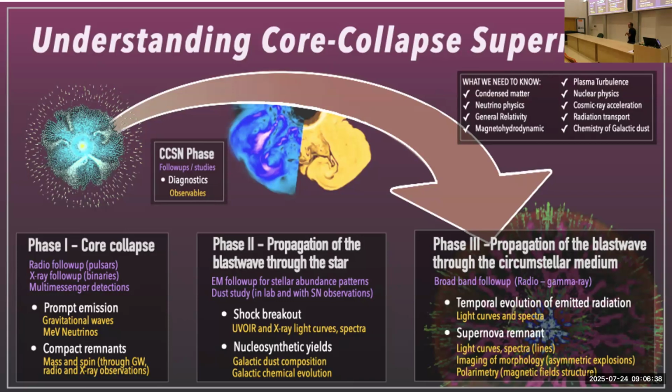Shock breakout, David Vartanyan has already shown us some simulations of that. That can help probe what's going on in the supernova engine and also tell us, as I'll show, something about the supernova progenitor. Nucleosynthetic yields, there's lots of ways to get constraints on this. We have things like galactic chemical evolution, which is very indirect, but we have more direct things like looking at supernova remnants.